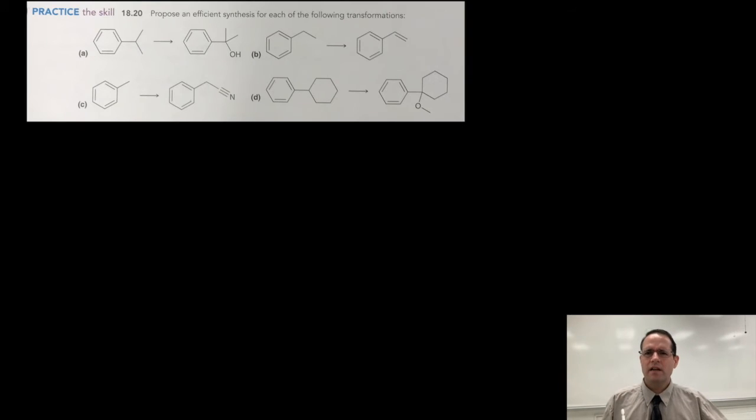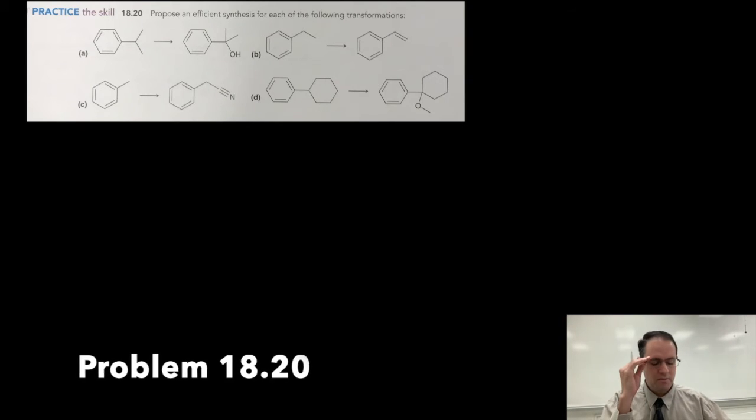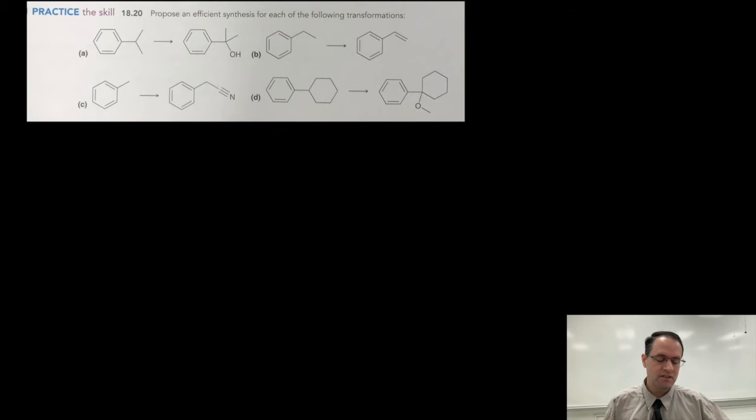so let's look at problem 1820. Okay, in problem 1820, we're asked to propose an efficient synthesis for the following molecules. Now what you want to do is always count the carbons, okay? So off the ring is 6 carbons. We don't need to count those. There's 1, 2, 3, and this has 1, 2, 3. We're just sticking an alcohol at that benzylic carbon.